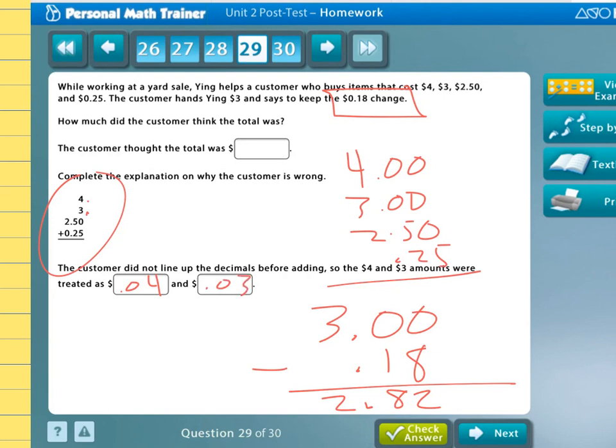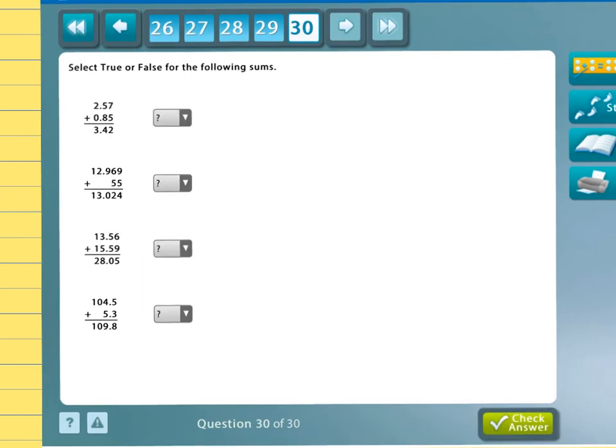So that is incorrect. Simple true or false on this problem, last one, is you're just finding out if that's correct, so just check each one. 7 plus 5 is 12, so 2. Regroup the tenths here. 5, 8, and 1 is 14. So this is true.